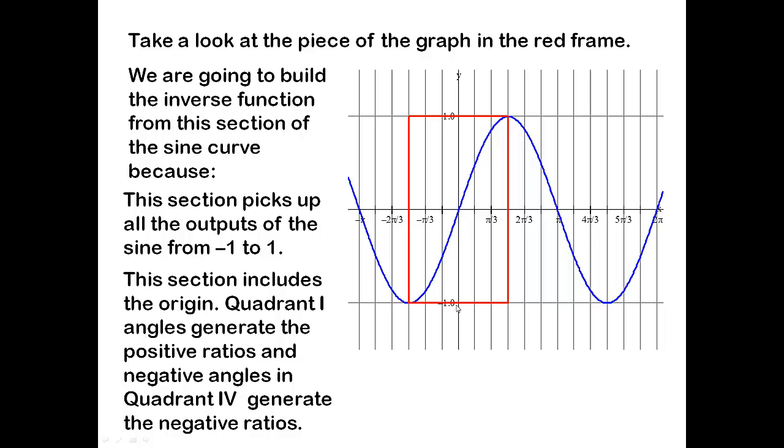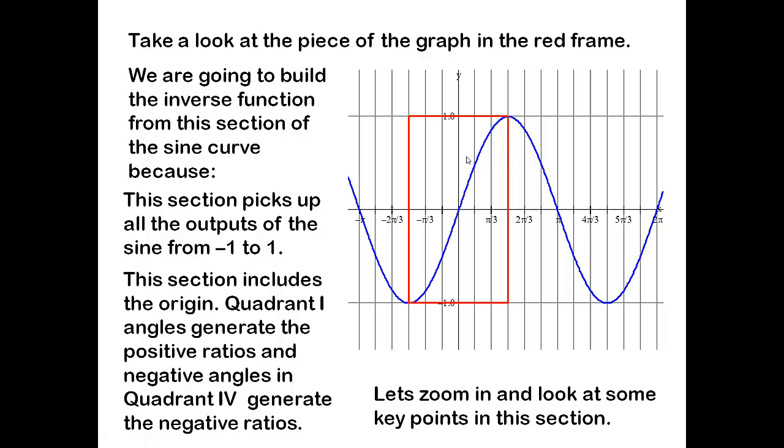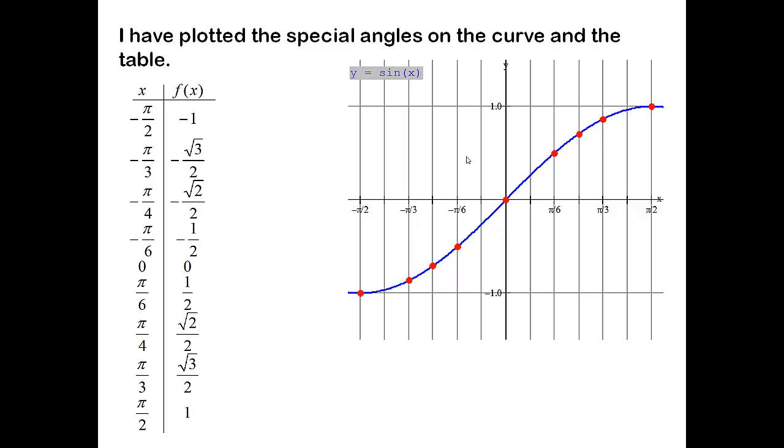Quadrant 4 angles are going to generate negative ratios for sine. Quadrant 1 angles are going to generate positive ratios for sine. So let's zoom in and look at some of the key points. You recall the values of the sine function from 0 to pi over 2: 0, 1/2, square root of 2 over 2, square root of 3 over 2, and 1. And then over in quadrant 4, the same thing in reverse, going from negative 1 to 0.